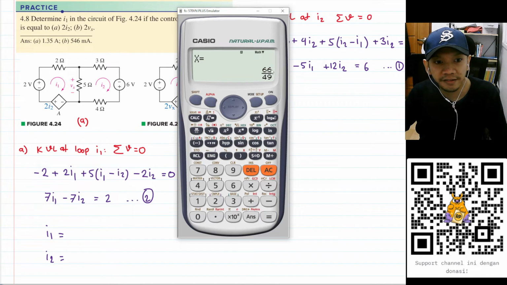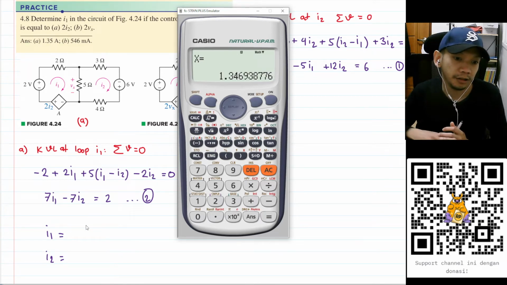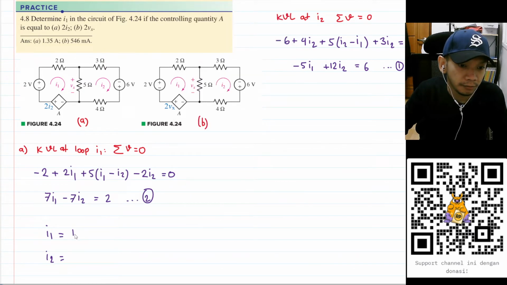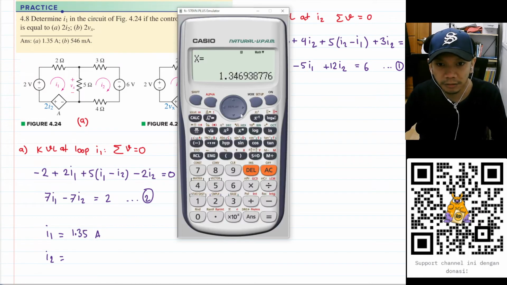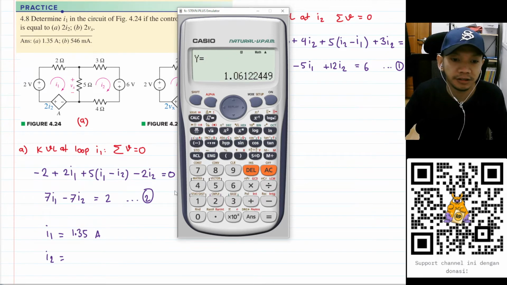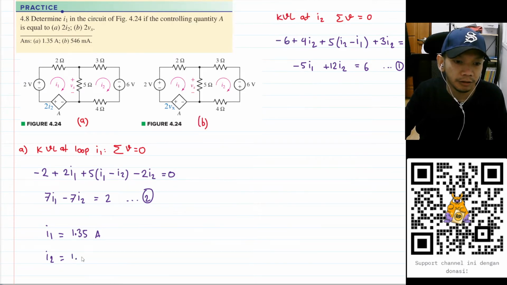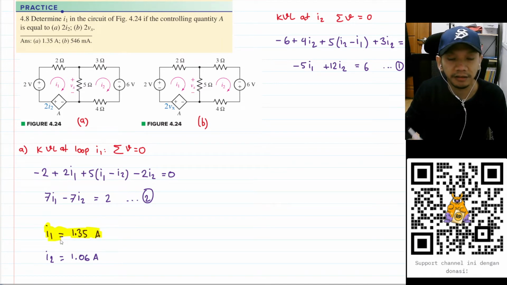So I have this x value, which is 1.35 ampere. And then for I2, let's see our calculator. I will have 1.06 ampere. And this is the answer for problem A. We are asked for I1, right? So this is the answer for that.